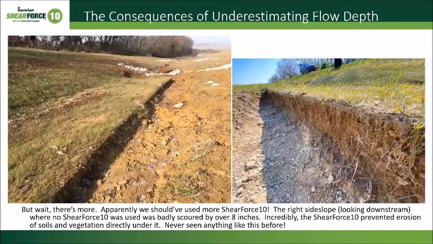So one thing we didn't do here was use enough of the mat. When we installed the mat in this channel, we thought we had the wetted perimeter of the channel sufficiently covered, with the expected amount of flow. Well, we were quite wrong. We didn't go wide enough on the right side slope of this channel. It was a fairly gradual side slope, but it basically just scoured out.